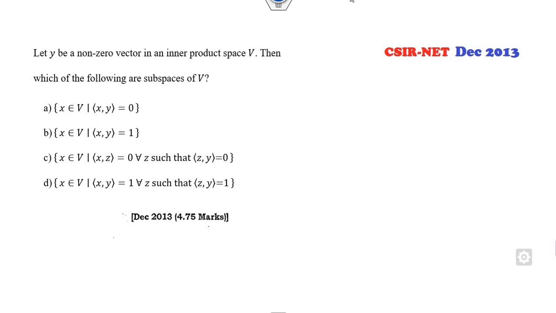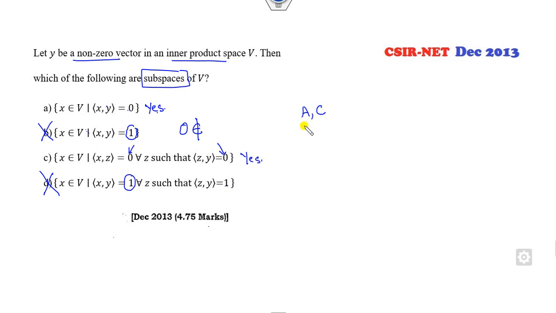Okay, look at this another one. A non-zero inner product space. Which of the following are the subspaces? So clearly, it's A. It's not a subspace because the 0 element does not belong to this. It's a 1, 0 element does not belong. Here it's a 0 element, and it's an inner product space. Yes, it's my inner product space, and it's a subspace. Again, it's a 0. So yes, it is also a subspace. A and C are the correct answers of the problem.